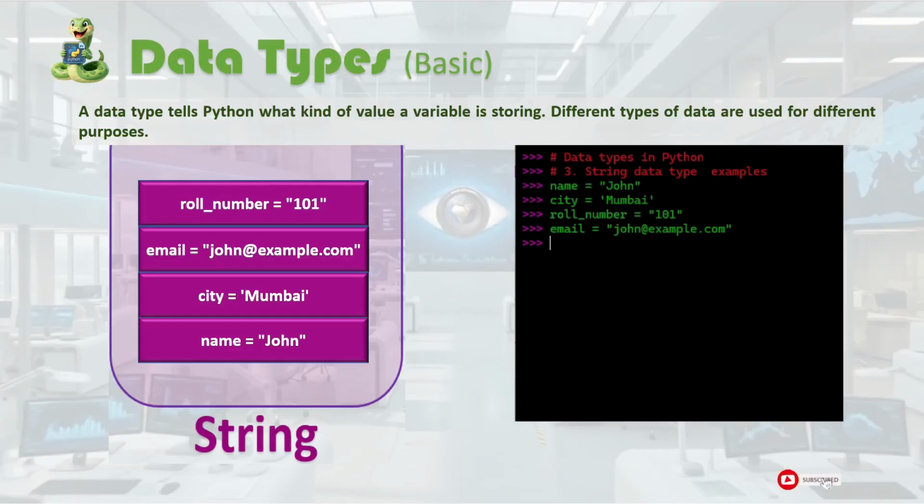Just like the other data types, you can use the type function to check the data type of a variable. Print type of roll_number returns the output str, which tells us that the variable roll_number is of type string, or str. Strings are one of the most commonly used data types in Python. You'll use them to store names, addresses, messages, file names, and many other types of text. In the next section, we'll learn about the Boolean data type, which can have only two values, true or false.